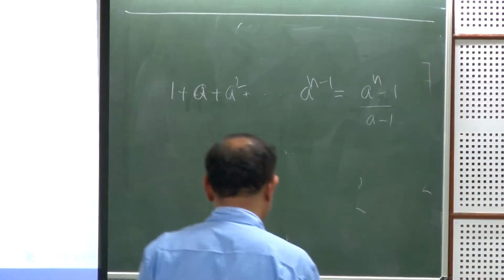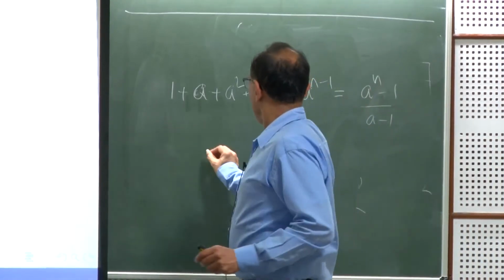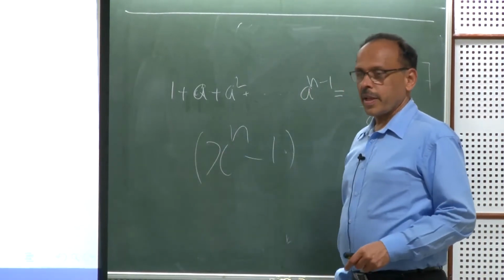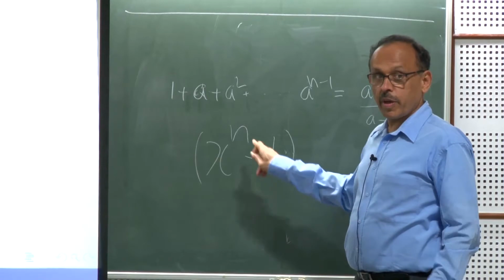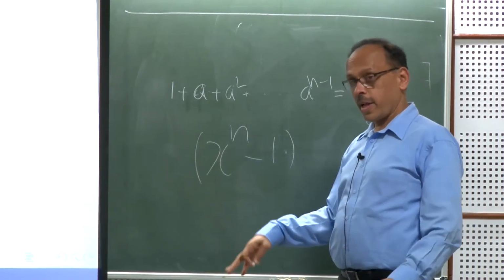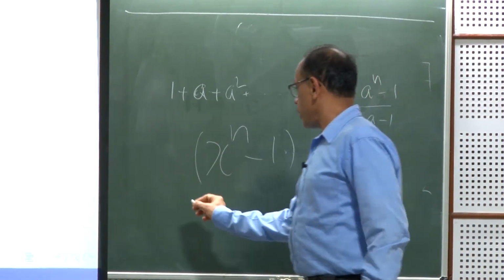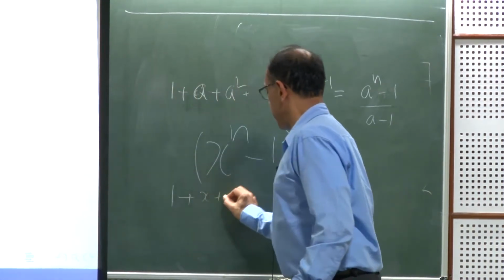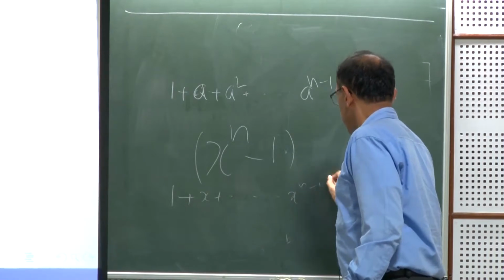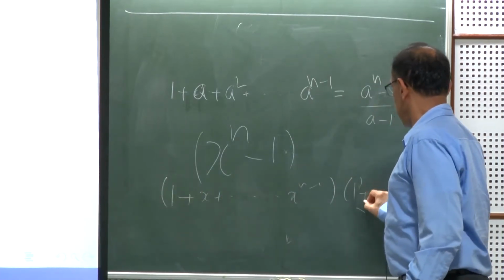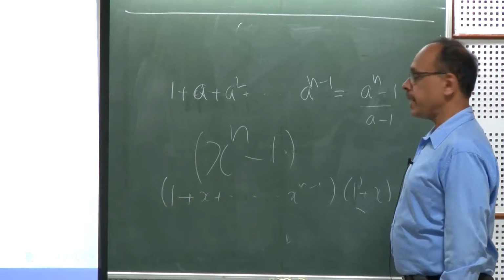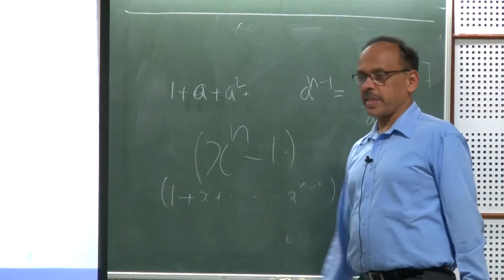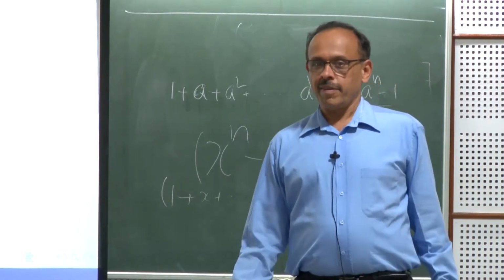Most of the time when you take polynomials, you take x to the power n minus 1. Now for this polynomial x^n minus 1, I have deliberately chosen alpha to be of order n. So you can represent x^n minus 1 as 1 plus x up to x^(n-1), times (x minus 1), correct? So you can factorize x^n minus 1 into these factors.